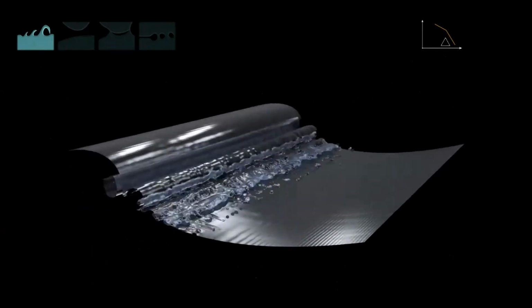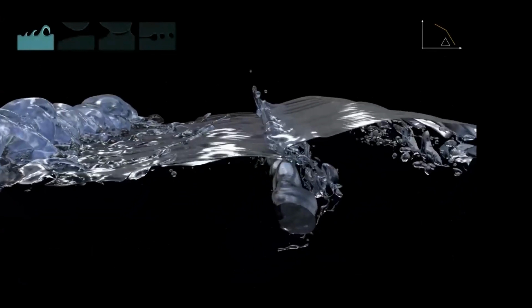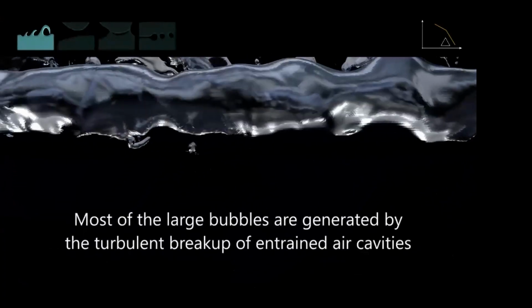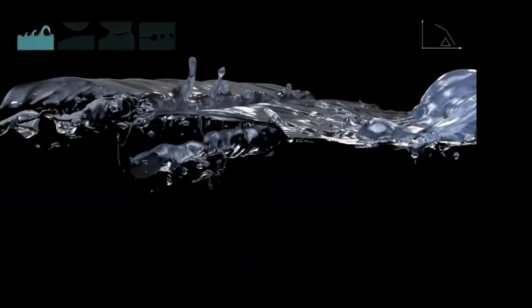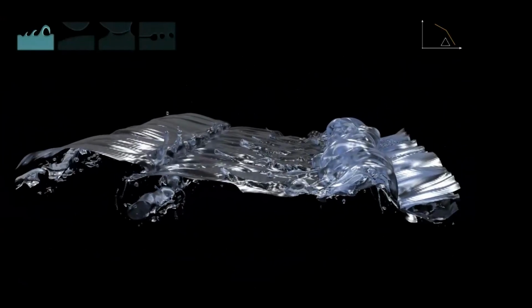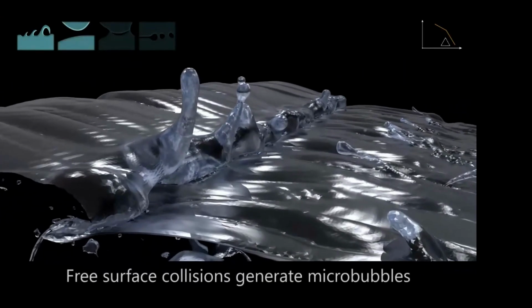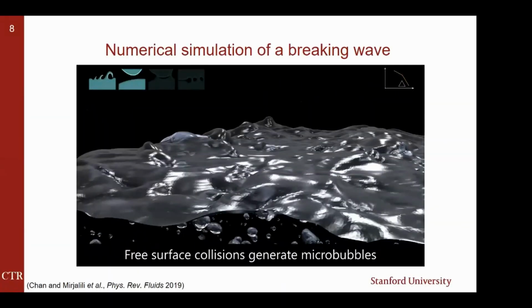And it turns out that the largest bubbles in the system, so to the right of the experimental power law break, are generated by the turbulent breakout of these large air cavities over here, including this tube we saw earlier. And the smallest bubbles in the wave are generated, well, we believe that they are generated by free surface collisions, which form microbubbles. So as I mentioned, we'll leave this to the end.